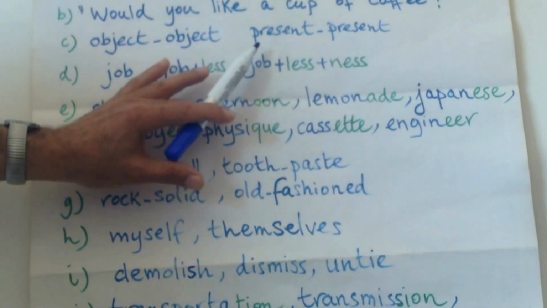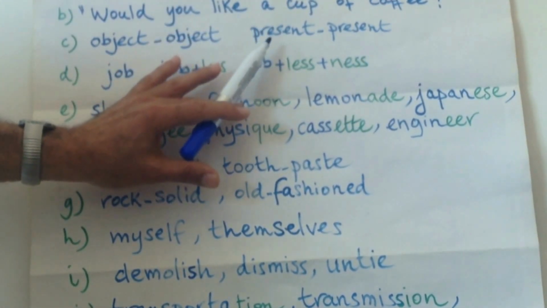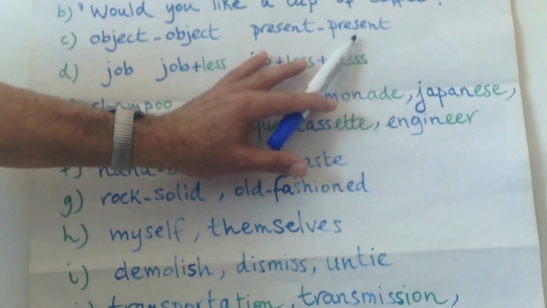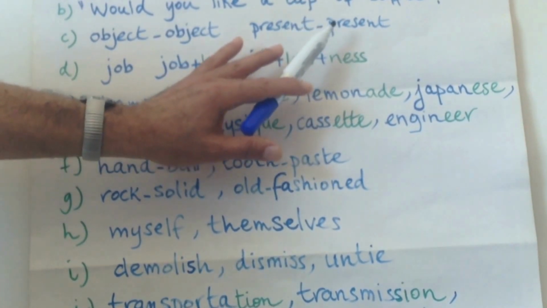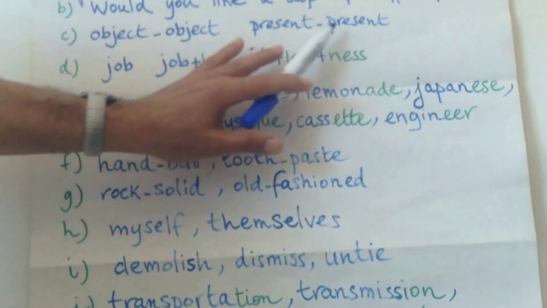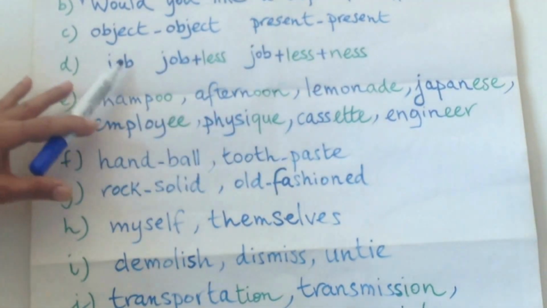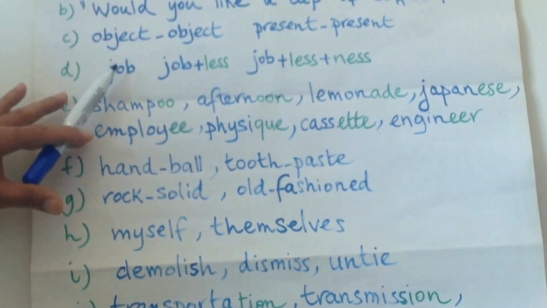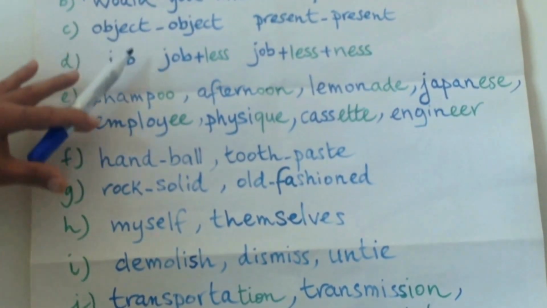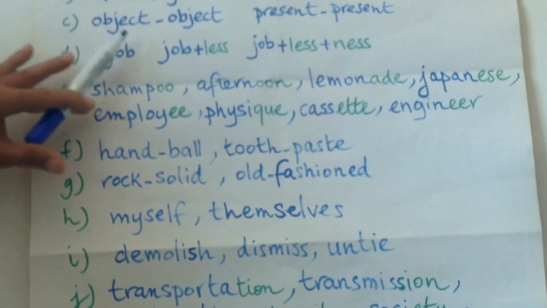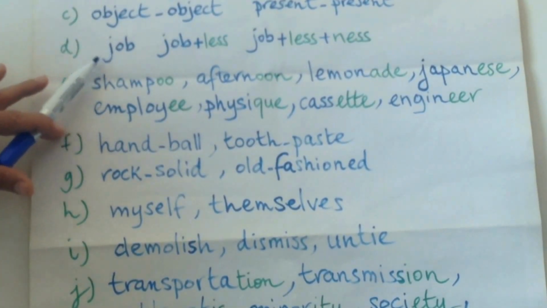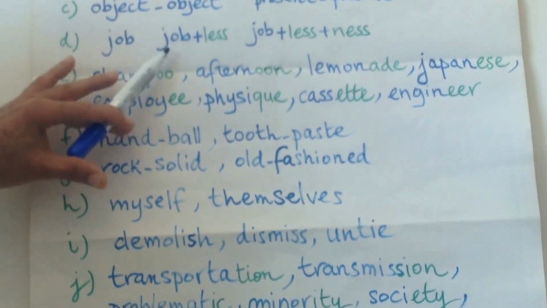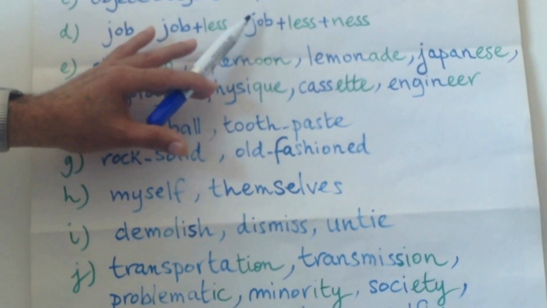Again, present as a noun means a gift, whereas present is a verb meaning to give something to someone. When a noun or adjective stems from a one syllable word, the stress usually stays on the syllable of the original word. Example here: job, jobless, joblessness.